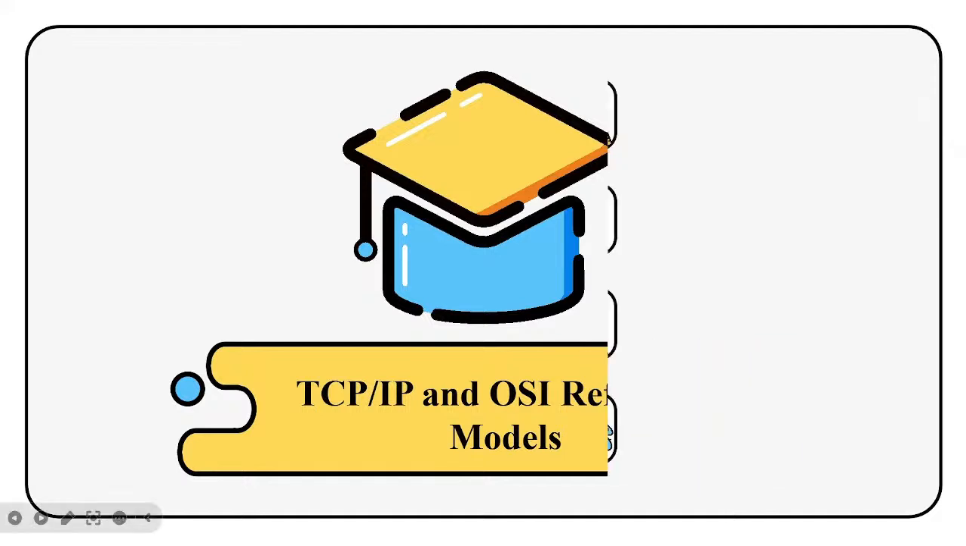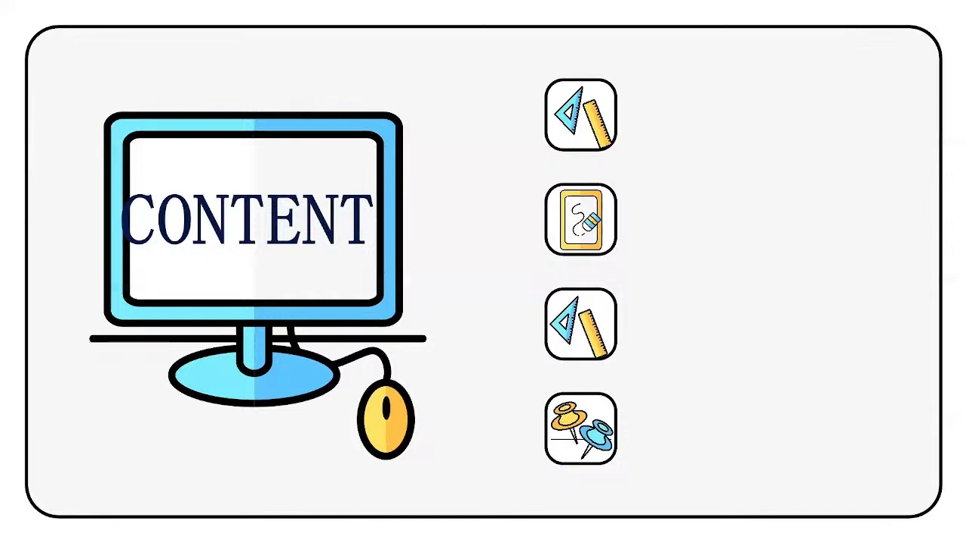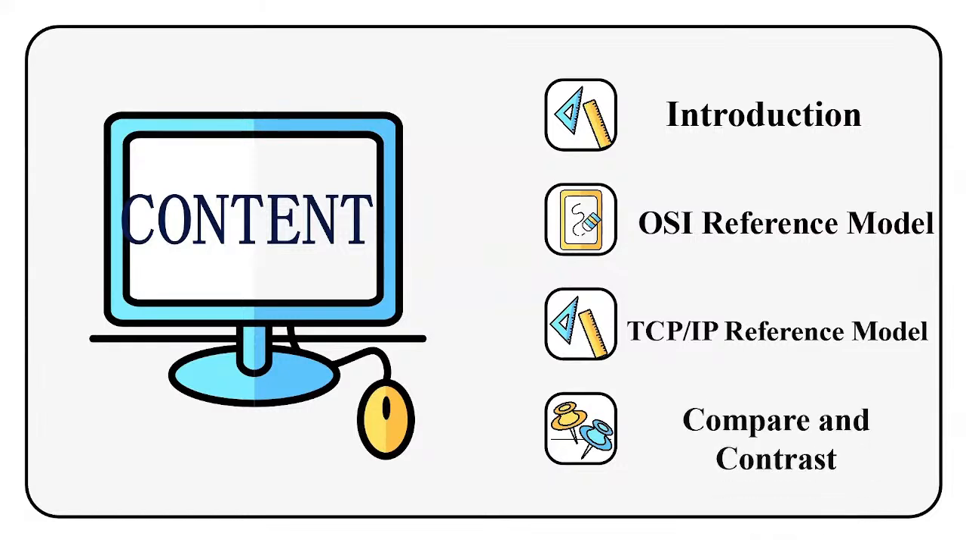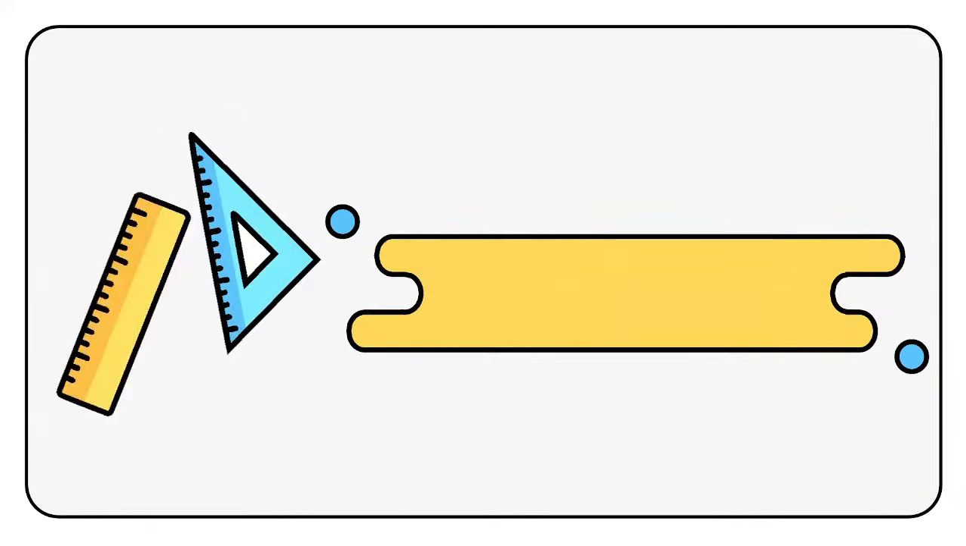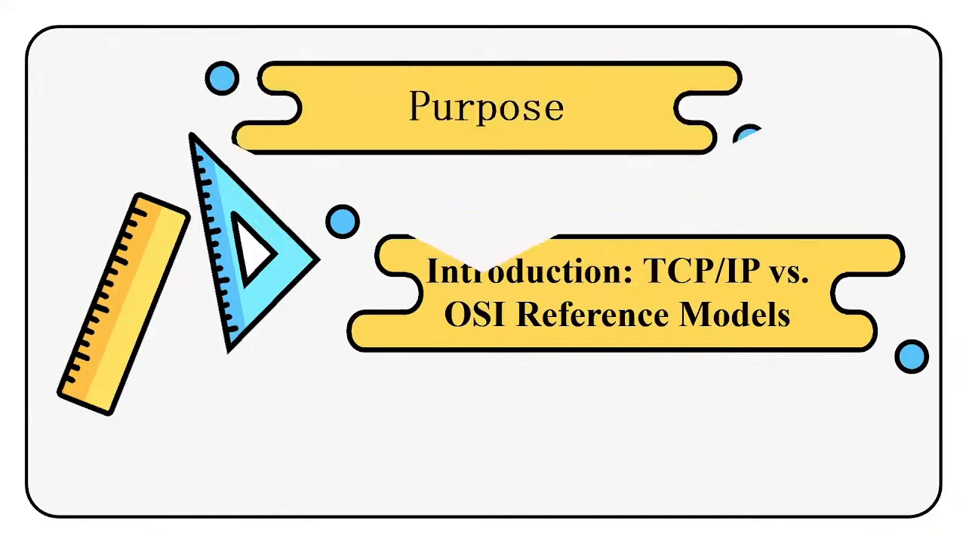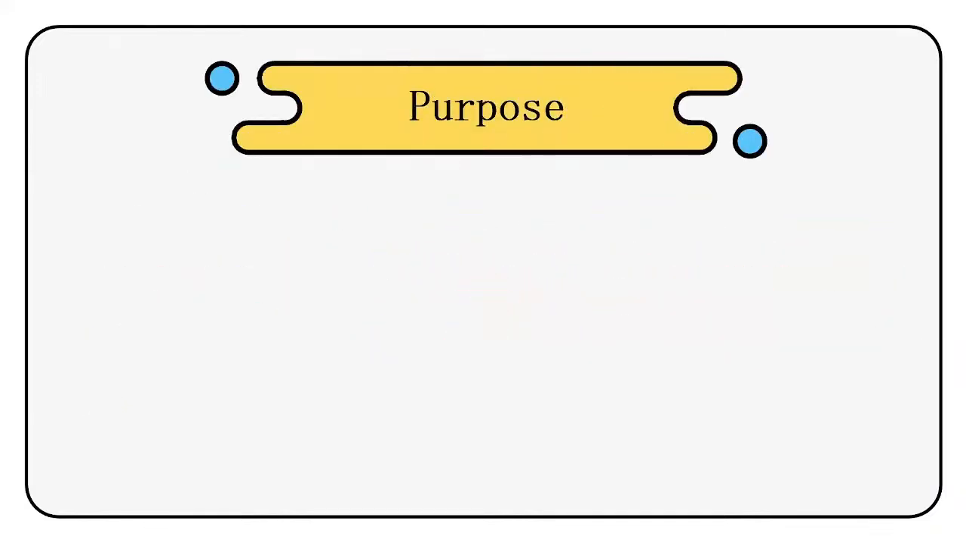So simply, first of all, let's see what I am going to discuss today. First of all, we will be talking about the introduction. Then we shall cover the OSI reference model. Then I will talk about the TCP/IP reference model. They are both two different models. So we shall compare and contrast them. The first thing I am going to talk about is the introduction to the TCP/IP versus OSI reference model. So a comparative study I would like to do here.